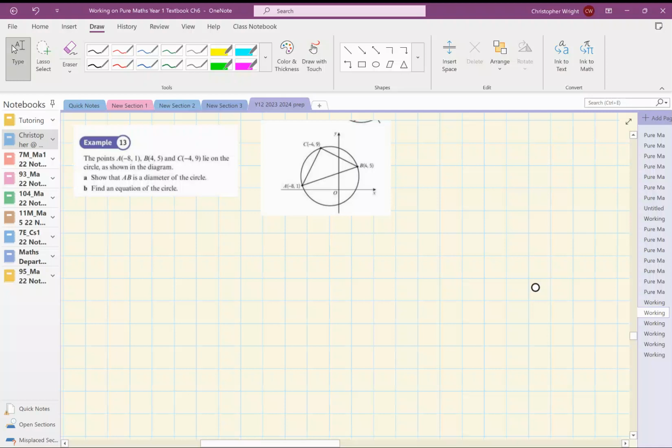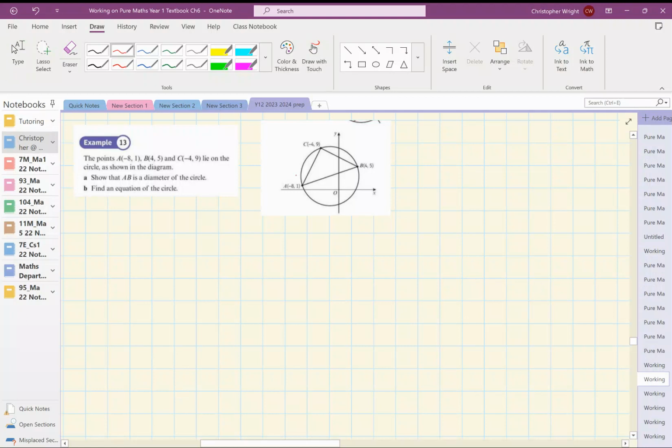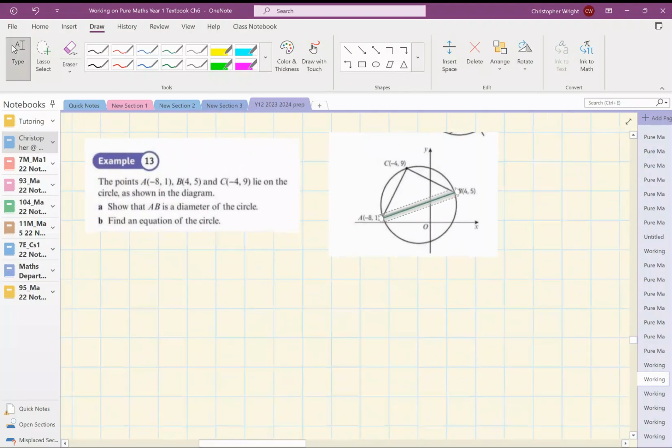Example 13, you've got 3 points which lie on the circle, and they're shown in the diagram here. You've got to show that AB is a diameter of the circle. So you've got to show that AB goes through the centre. So how are we going to do that?